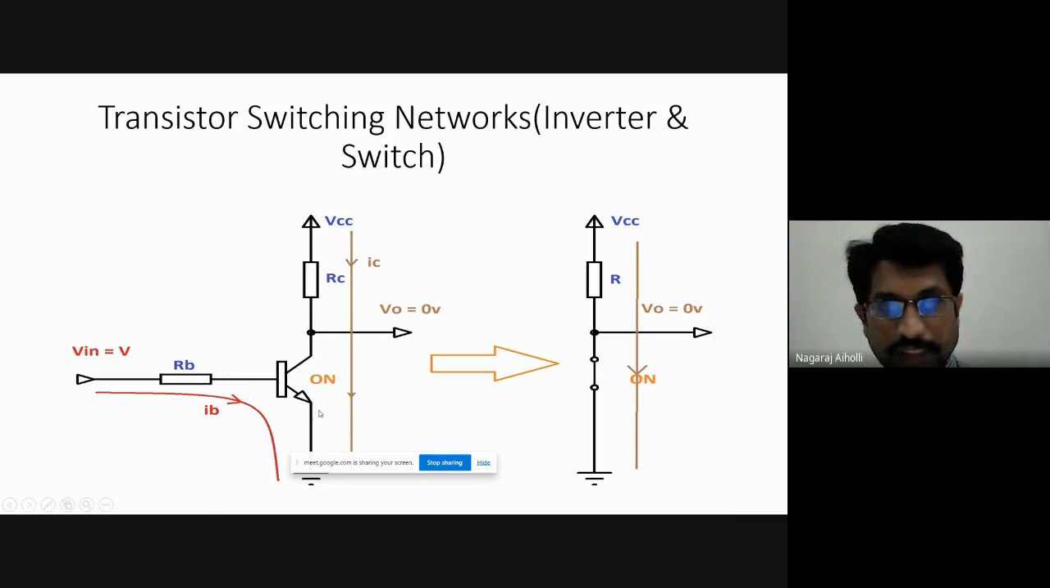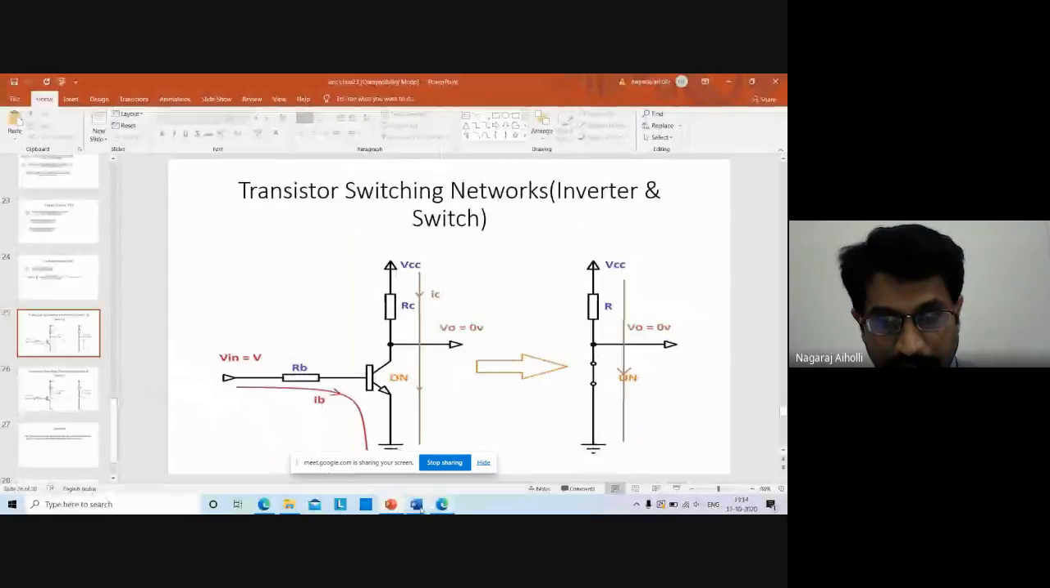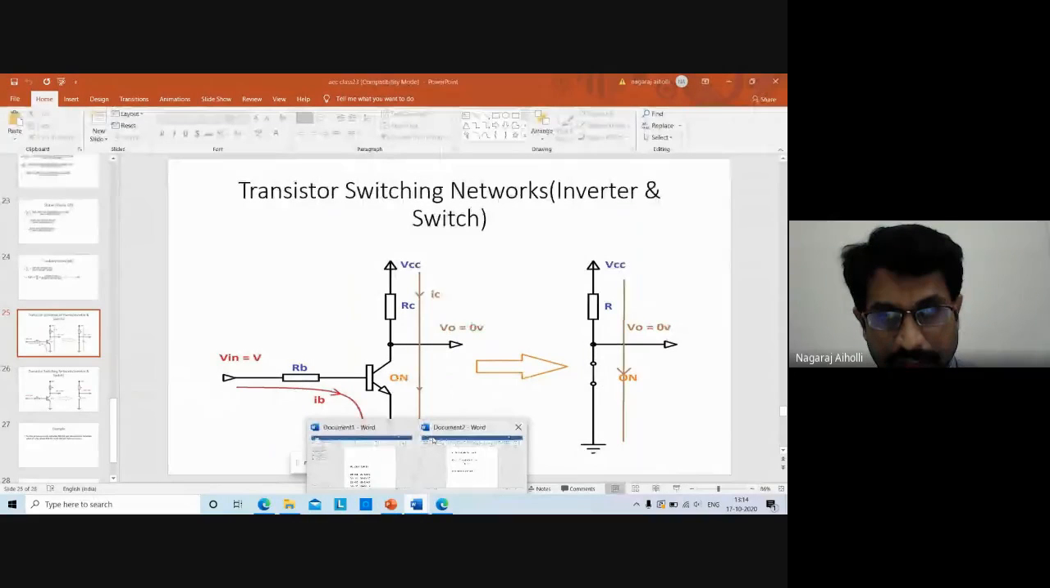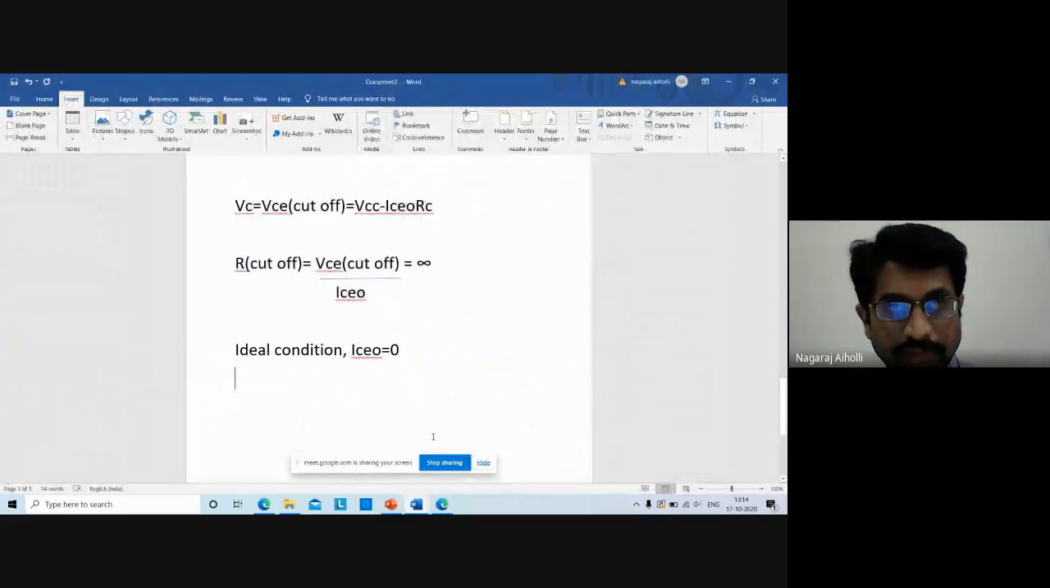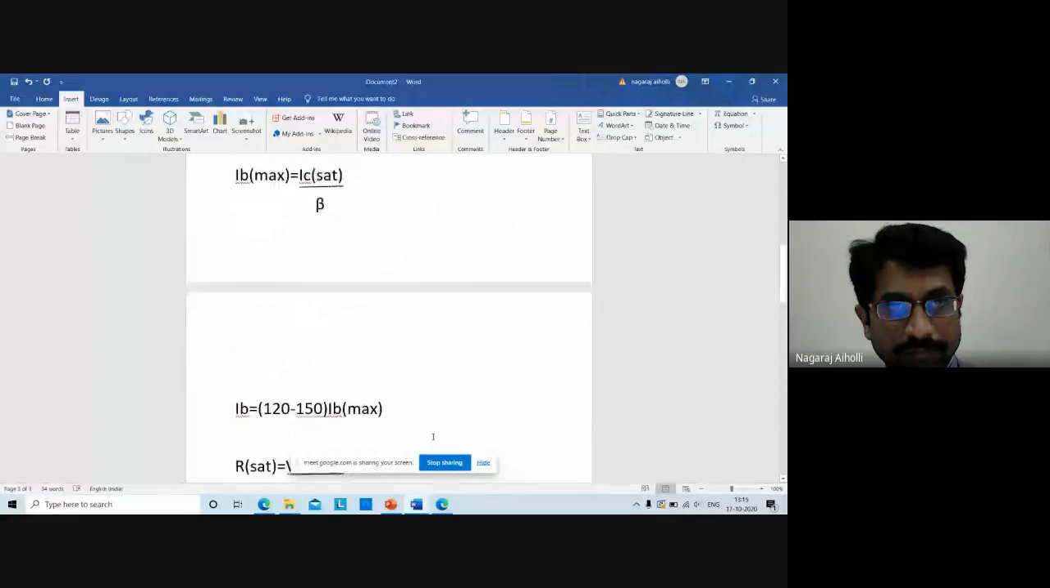That is for the first condition. The first condition is when the transistor goes to saturation. In that case you have to use case A. Let us pick up those equations and quickly calculate the values.